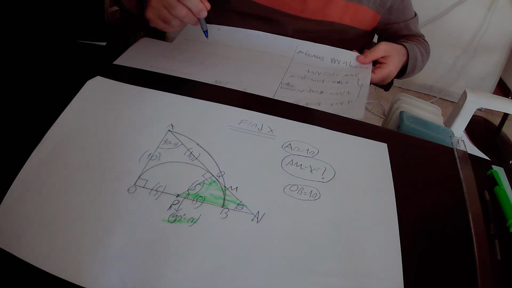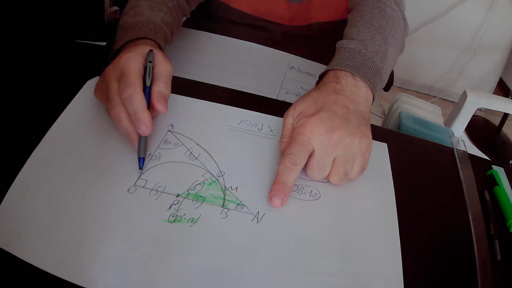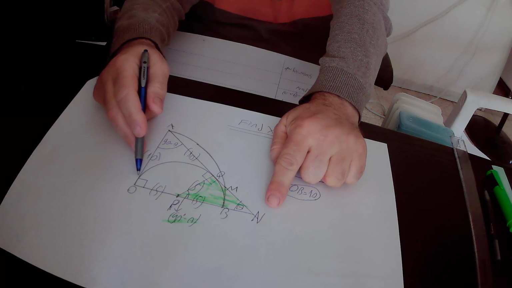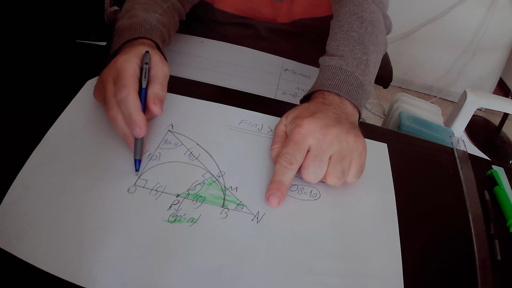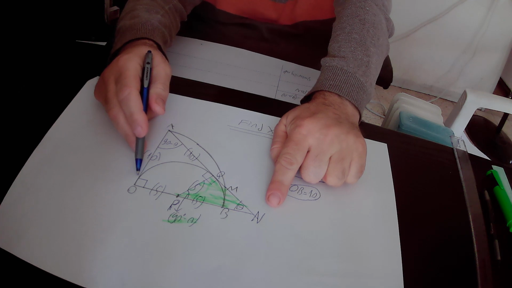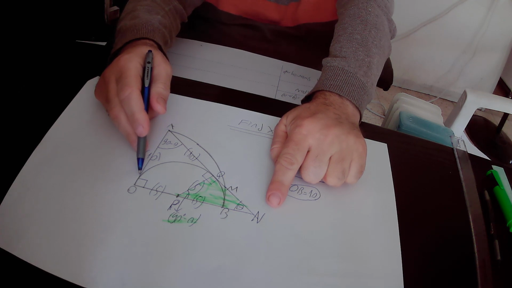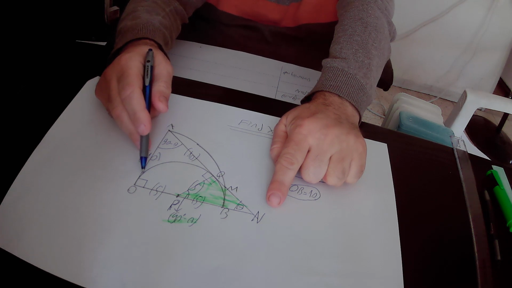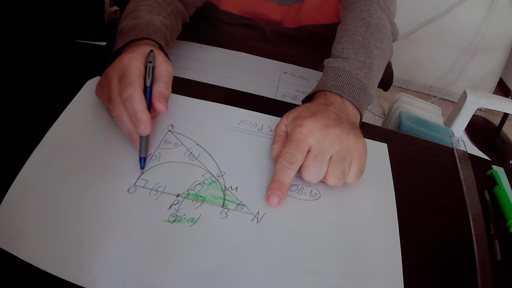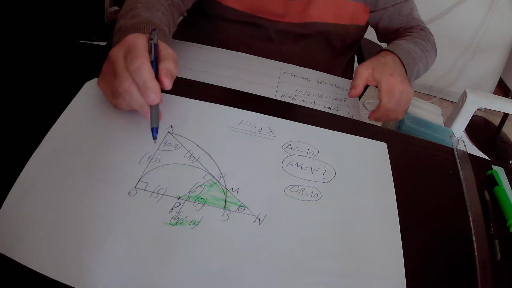And it is equal to ON. What is the length of ON? The length of ON equals OP plus PB plus BN. That is to say, ON in total equals OP, that is 5, plus PB, that is also 5, plus BN. So ON equals 5 plus 5, that is 10, plus BN. So ON in total equals 10 plus BN.